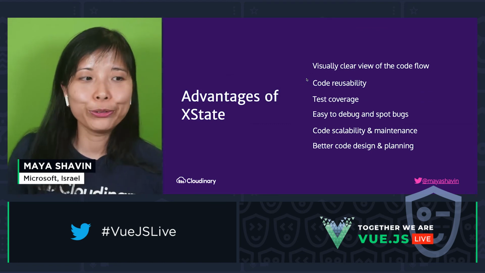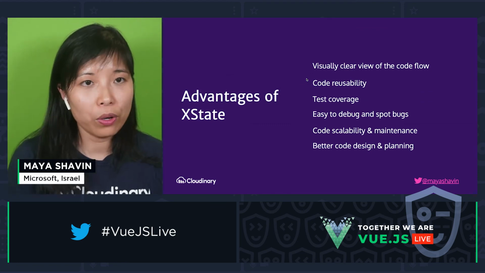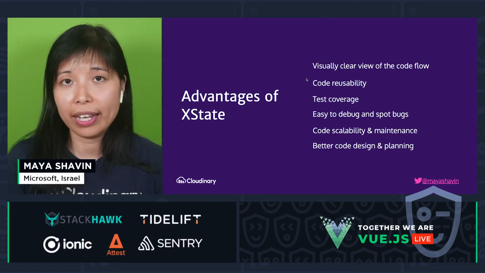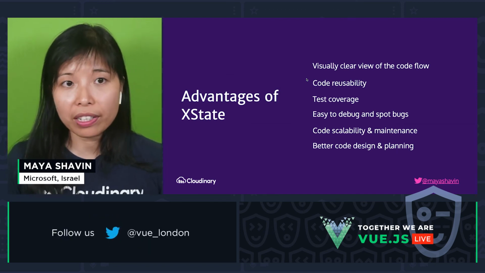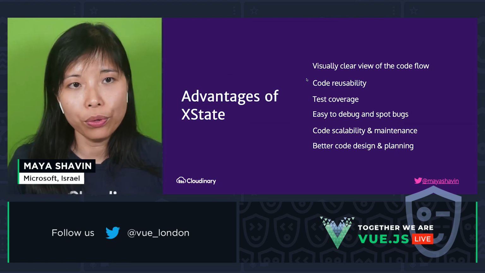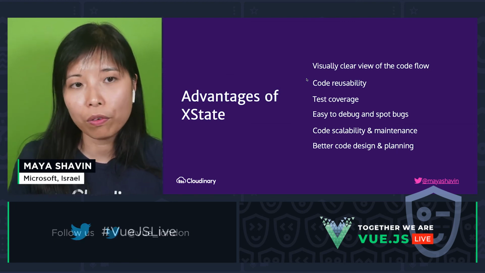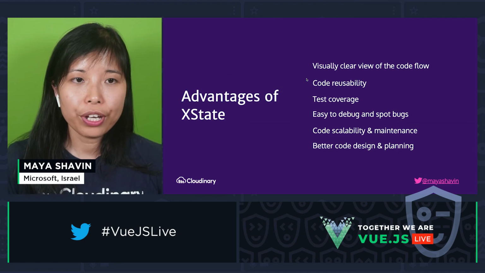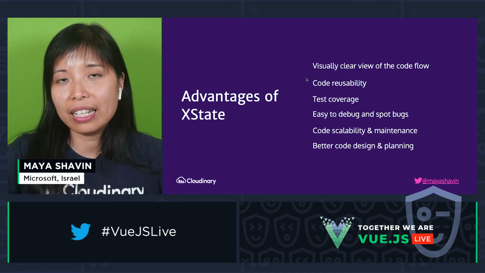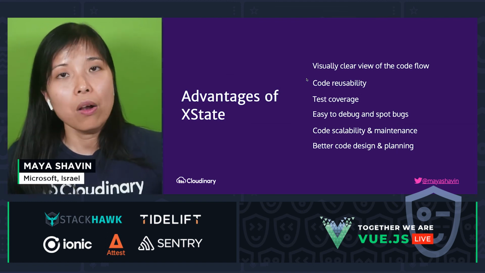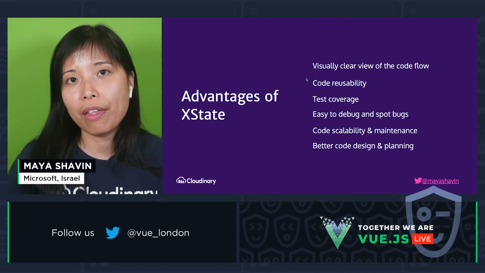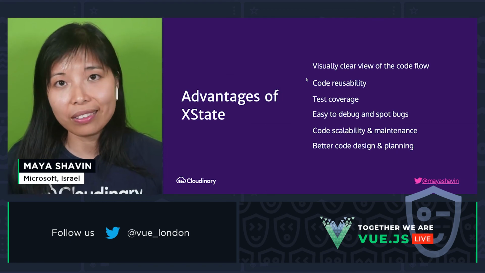Okay, so far so good, right? It was just an example where we can see how XState works and how easy it is to set up. So what's the advantage of XState? Well, first of all, you have a very clear visual view of the code flow. Because everything is laid out as graphs, and everything is state and event, and one component connects to another through state and through events.